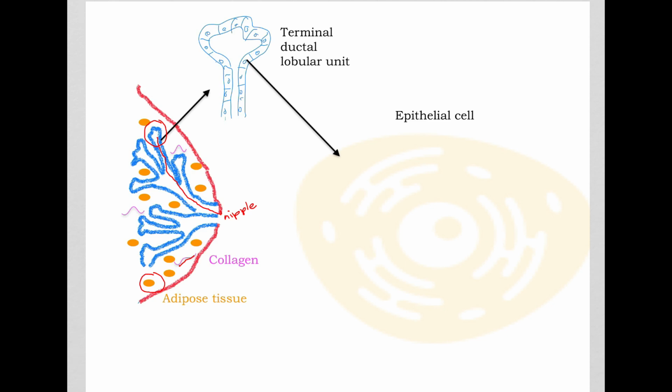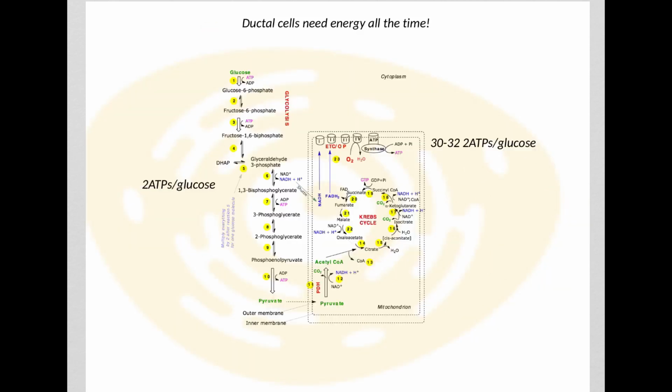The most common type of breast cancer involves these cells here, these epithelial cells that line the ducts. So let's look at this epithelial cell and discuss the difference between a normal ductal epithelial cell and one that is cancerous. Like all cells in the body, these ductal epithelial cells require energy at all times, so they need to synthesize energy all the time.